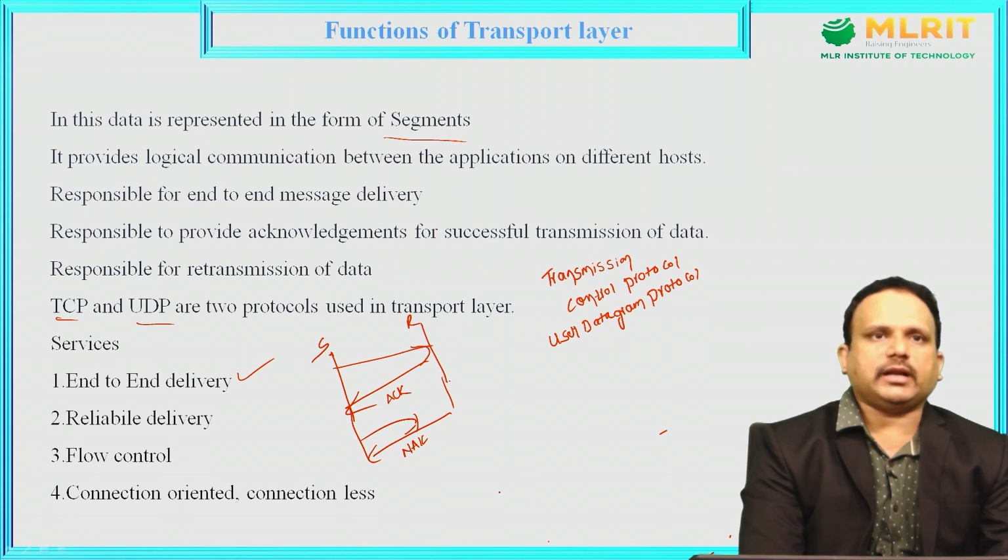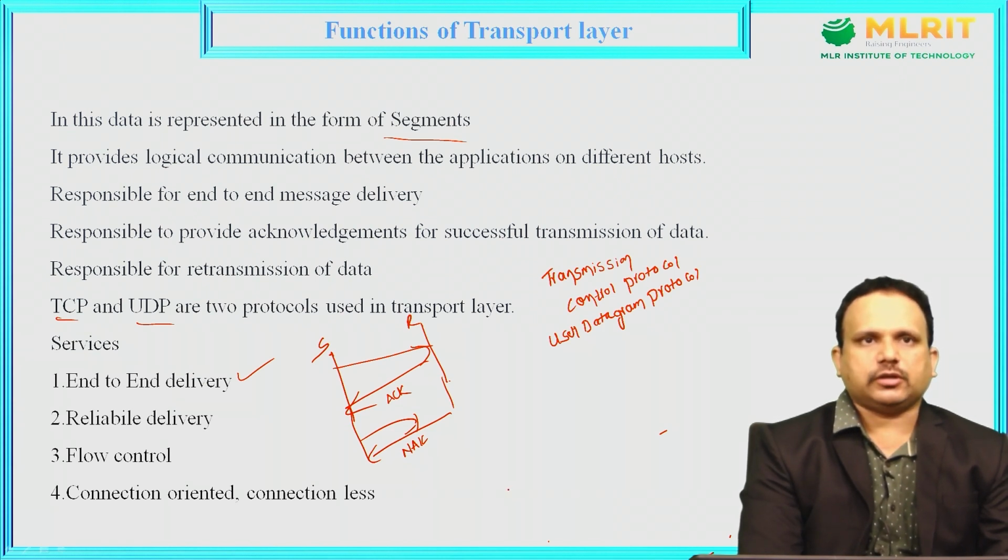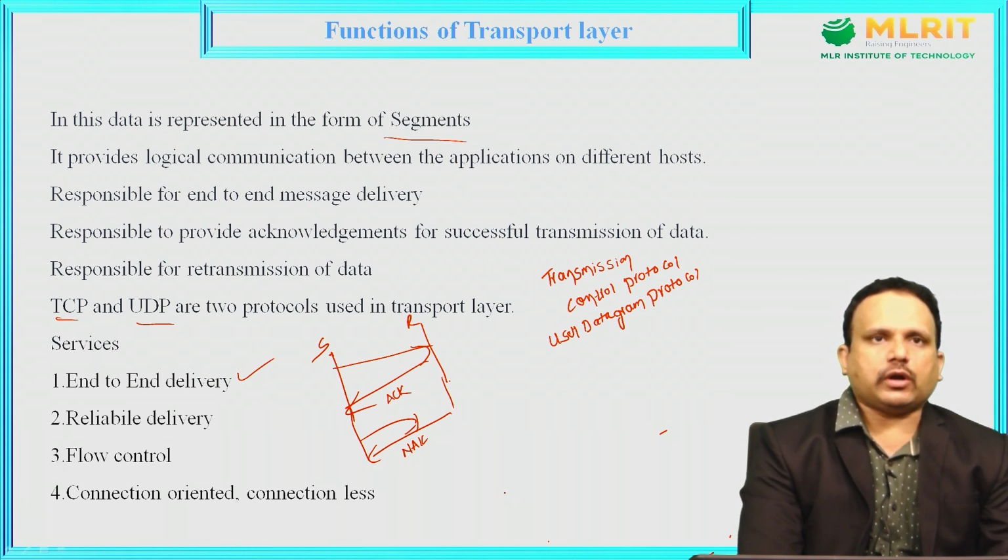Flow control mechanism. Flow control in the sense, for example, if the flow control mechanism is not implemented, what will happen? Some part of the data will be lost. The data which is being transmitted in the form of segments will be lost. So the flow control mechanism is an important service in the transport layer.